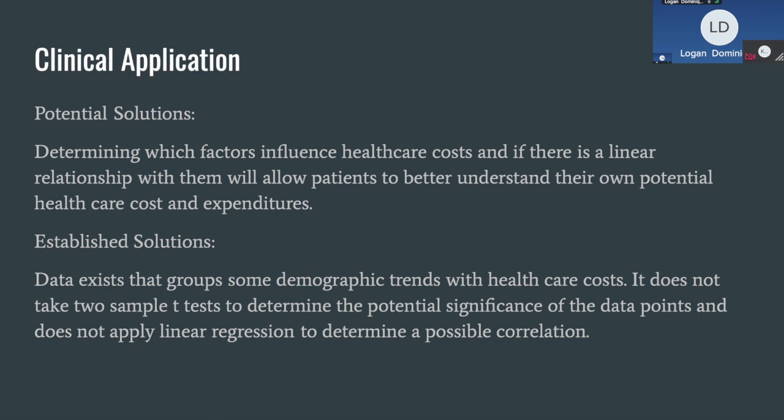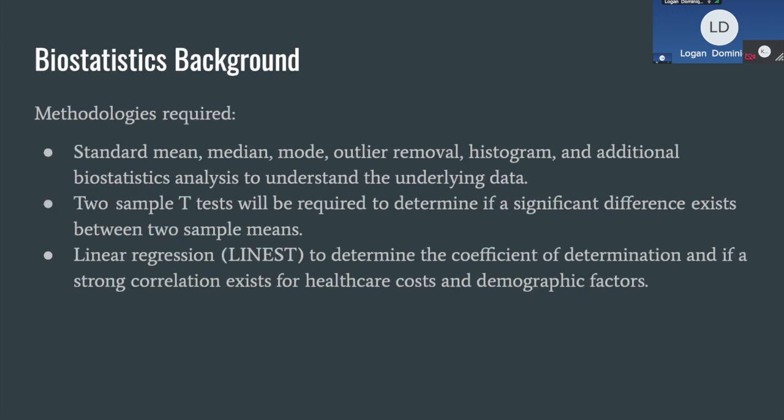Data exists that groups some demographic trends with healthcare costs. It does not take two sample t-tests to determine the potential significance of the data points and does not apply linear regression to determine a possible correlation. Standard mean, median, mode, outlier removal, histogram, and additional biostatistic analysis will help understand the underlying data. And two sample t-tests will be required to determine if a significant difference exists between two sample means, and linear regression to determine the coefficient of determination and if a strong correlation exists for healthcare costs and demographic factors.